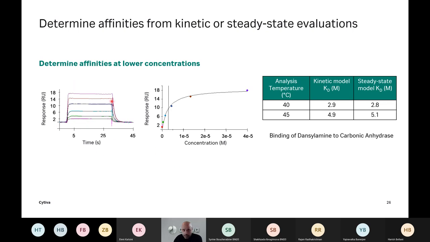But we can also determine the affinity from the on rate and off rate of the interaction. Again, the only thing that we need to do is select the interaction model we would like to apply, and the system will do the calculations for us to determine the on rate, off rate, and KD.